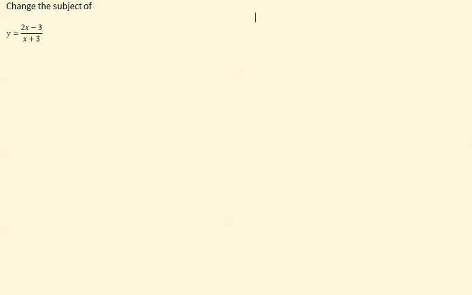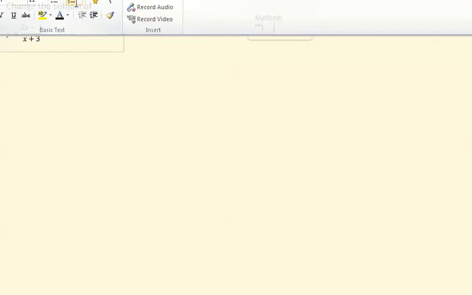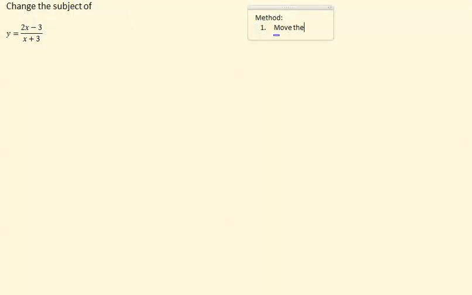So what I've got to do is give you a method, and then we can go on and actually solve this. So my method is: 1. I move the denominator. Okay? I don't want the denominator, so I move it.